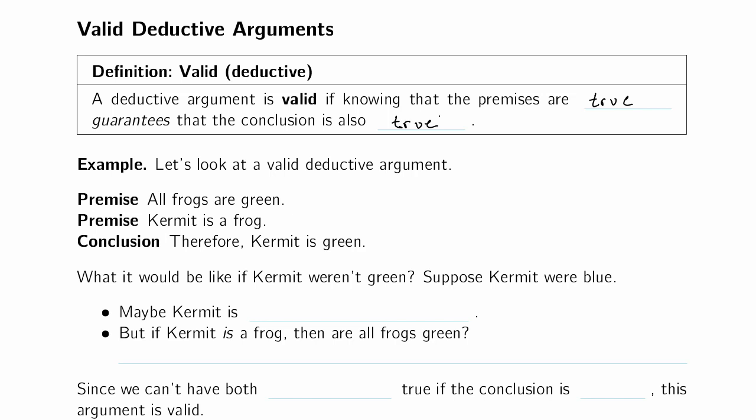Let's look at this valid argument here. We have two premises. All frogs are green, and Kermit is a frog. And then our conclusion is that Kermit must be green. Okay, so let's think about this. Why is it that the conclusion has to be true if all the premises are true?